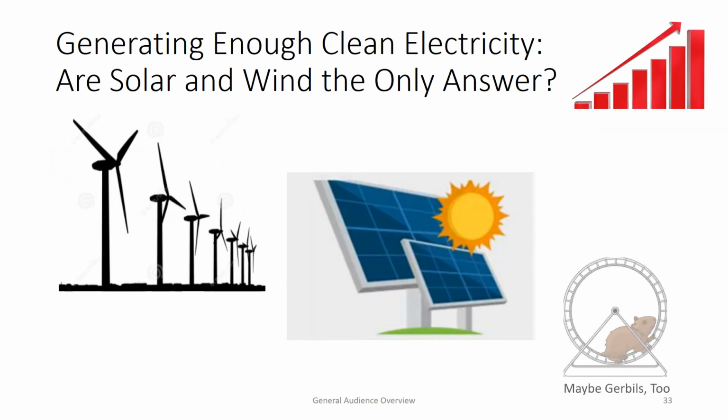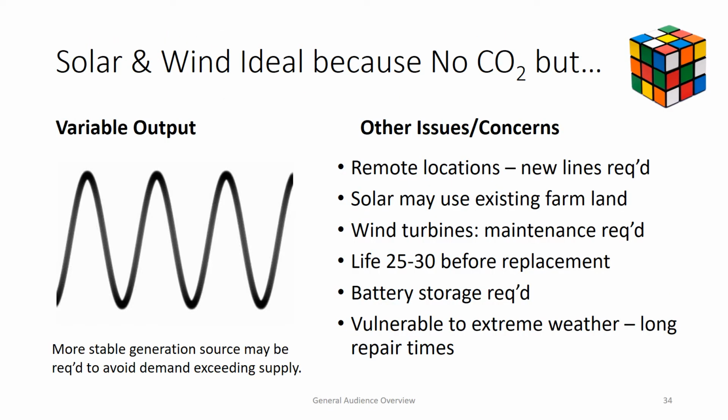Now, let's turn to electricity. We've talked about a lot of publicity about solar and wind, and I threw gerbils down here too, but solar and wind, are they the right answer, the only answer? So in the upper right, I repeated that electricity demand chart. Let's look at solar and wind. They're ideal because there's no carbon dioxide with either one. But the output's highly variable.